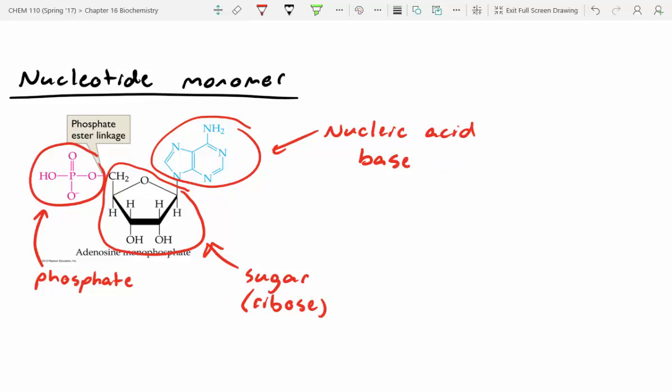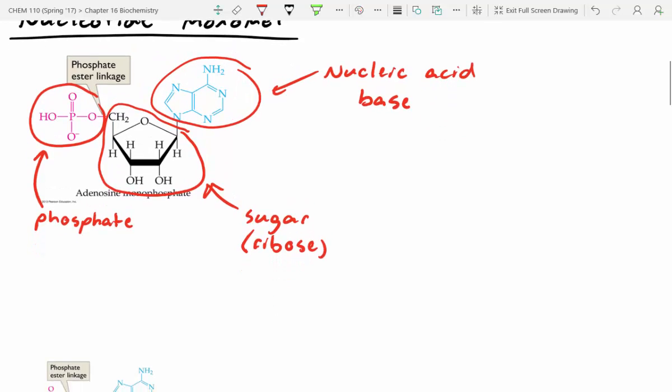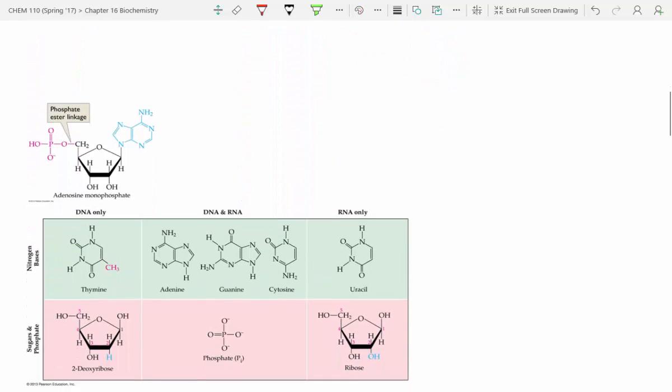But the neat thing with the base is that it's really designed well to hydrogen bond to another strand. So how many of you guys have seen the structure of DNA? What structure does it adopt? Double helix. So you've got two strands sticking together. The bases are designed to hydrogen bond to another strand, which is kind of neat. We'll talk about that. So let's talk about our bases a little bit.